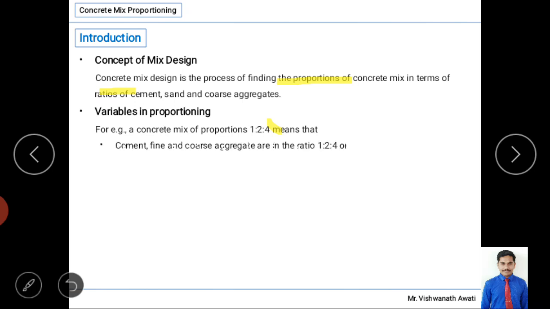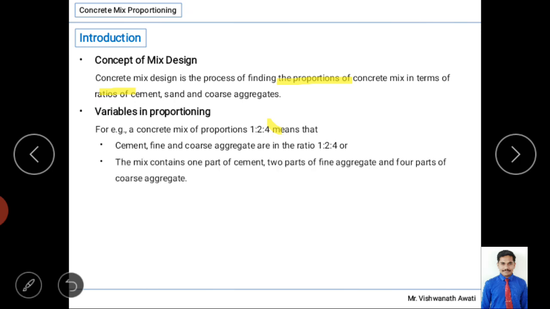We can say that cement, fine aggregate and coarse aggregate are in the ratio 1 is to 2 is to 4. Easily, you can understand the mix content as 1 part of cement, 2 parts of fine aggregate, 4 parts of coarse aggregate in the total mix. That is called proportioning.